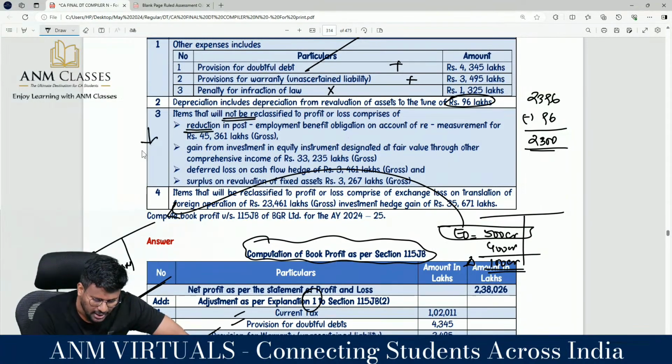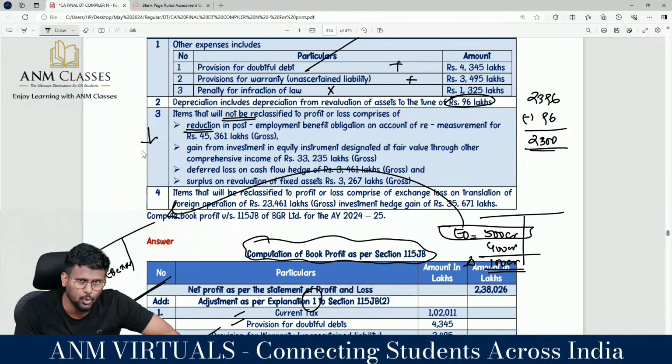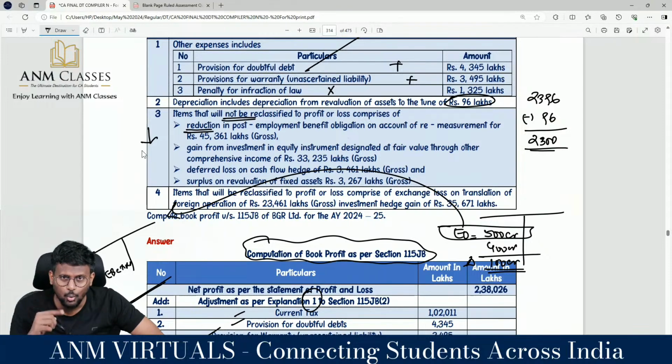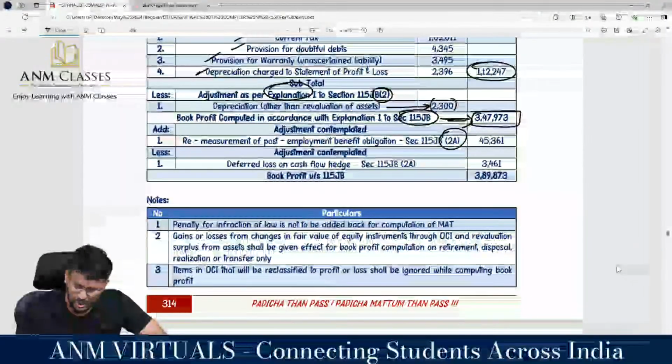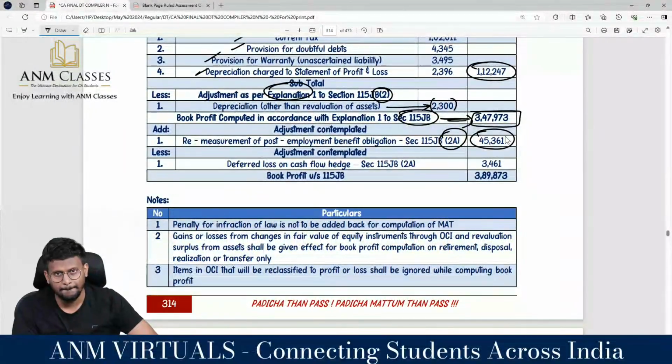You are reducing the liability. So the liability account is debited, but you have not credited the P&L account. You have transacted through OCI. So this has to be manually added, is what 115JB subsection 2A, 2B and 2C is saying. So 45,361 should be added to the net profit.